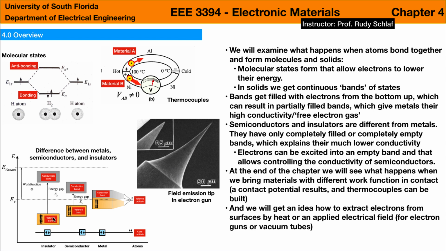Then at the end of the chapter we will look into what happens when we put two materials with different work functions together. That gives us thermocouples. They make it very easy to measure temperatures. And then we will also look into how to extract electrons from metals by heating the metal or by applying a voltage, and that brings us to field emission and how one can make a field emission electron gun.